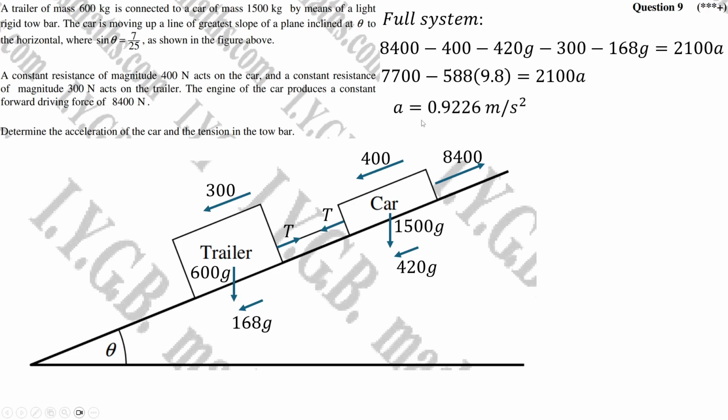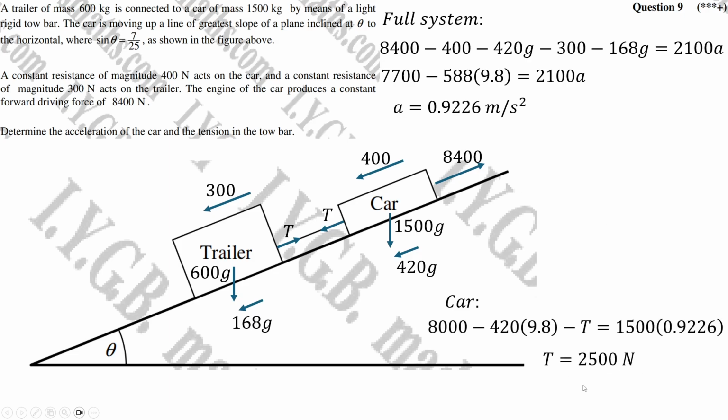Just do as many decimal places, because say if you rounded this to 0.9, which is what I did in the first place, you'll get a different answer for the tension. That's quite a big amount away from what the true answer is. So just do a few decimal places. The 6 here is actually recurring, but it doesn't matter. If you have a look at the car now, or you could just look at the trailer, makes no difference. To find the tension, we do 8400 take away 420, take away 400, take away T, equals 1500A, where A is this. And you'll get 2500 newtons.